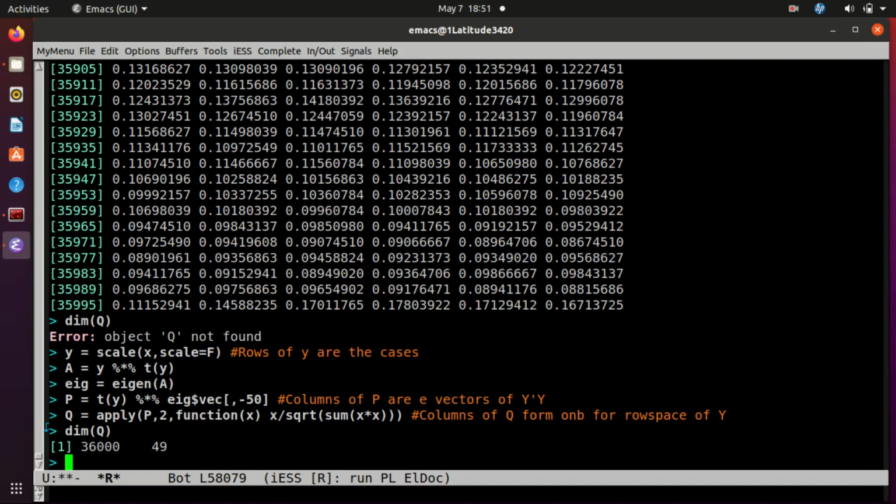We are continuing our lab session from where we left off at the end of the last video. So there we constructed Q, the matrix which is dimension 36,000 by 49. So let's clearly understand what we are doing here.